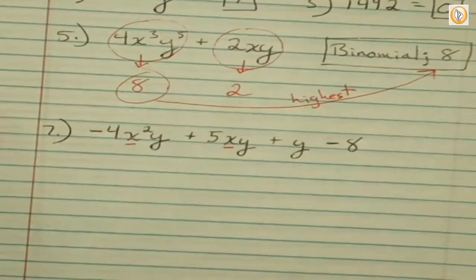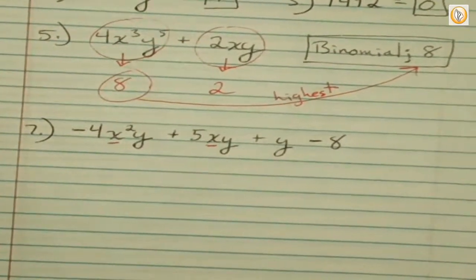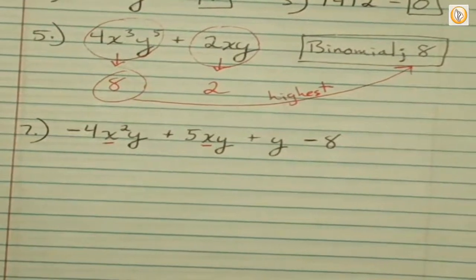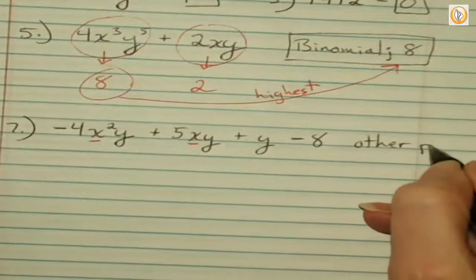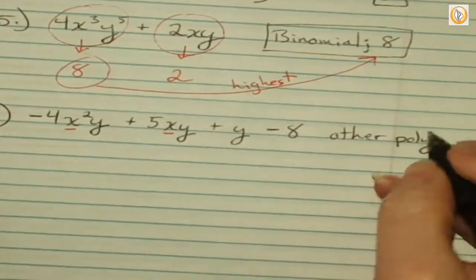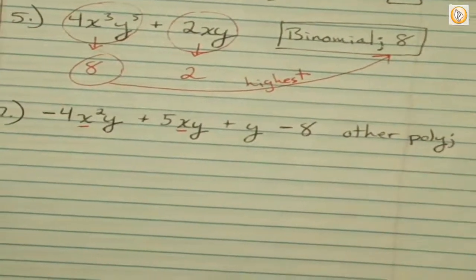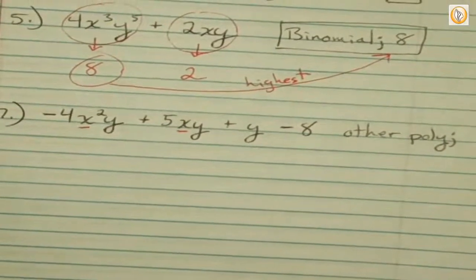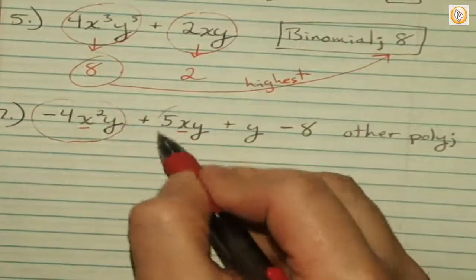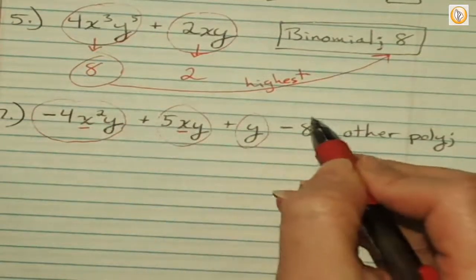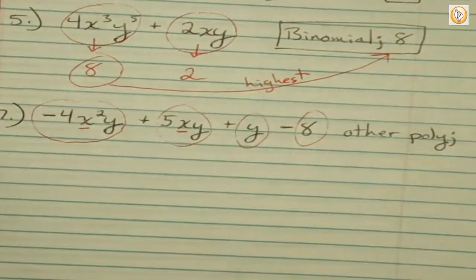All right, so Miranda, first, what kind of polynomial? Other polynomial. I'm just going to write other poly for short. You're correct. We have 4 terms. So it's other, or quadnomial, like Franz called it.